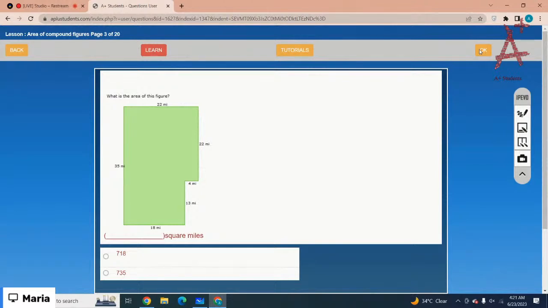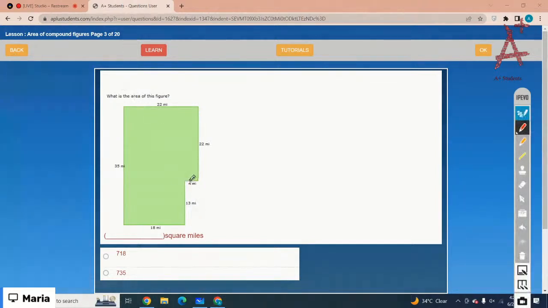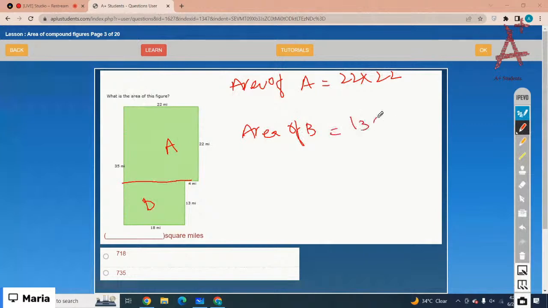Okay, what is the area of the figure? So you have to divide the figure into two portions and then you have to solve. You can divide like this. Got it? This one is A and this one is B. Let's just calculate the area of A. 22 times 22 it is. Then area of B, that would be 13 times 18. Got it?